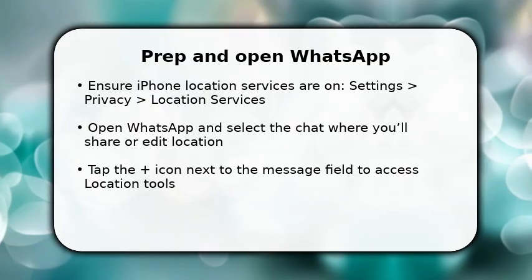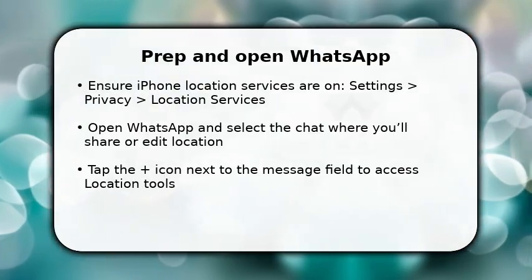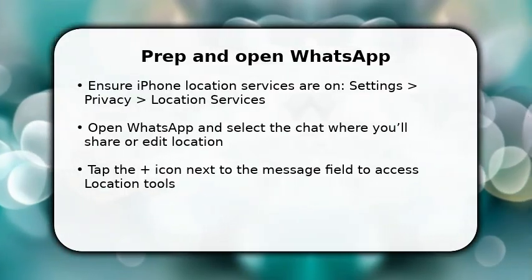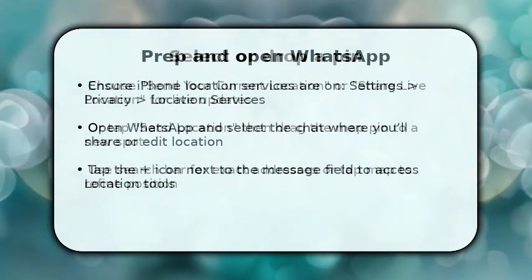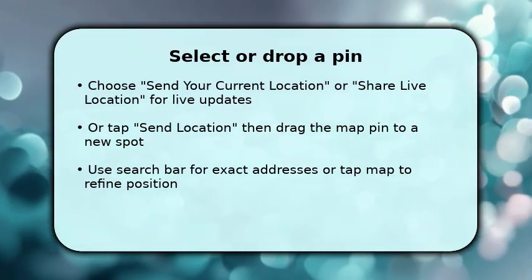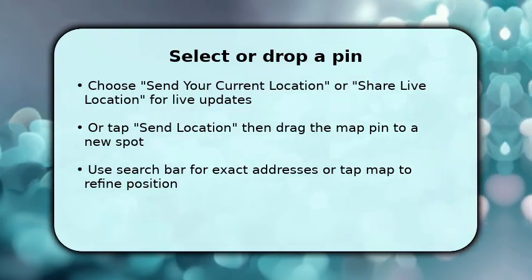You're doing this now because the app needs permission and the correct chat context to attach a new position. Make sure Wi-Fi or cellular data and GPS are active for accurate coordinates before proceeding. You'll now choose how you want to change the location. Use Send Current Location for a one-time point or Share Live Location for continuous updates.